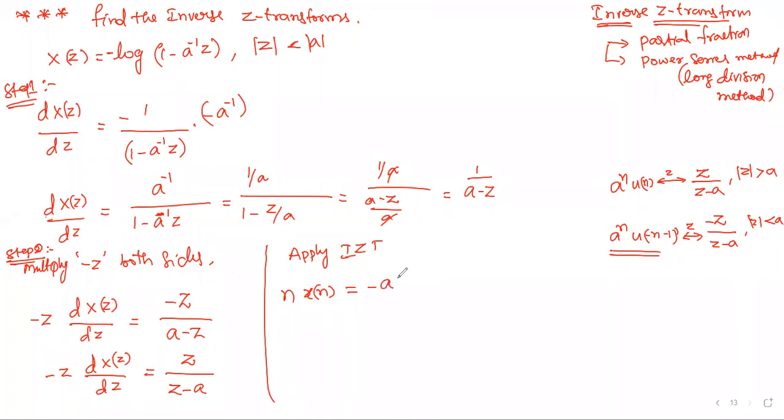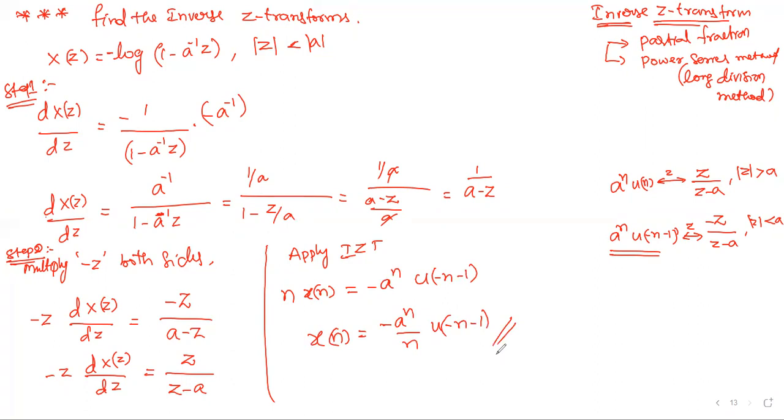So minus a power n into u of minus n minus 1. This is in the question, it will be there. Now I am writing in the question. So now this x of n will become minus a power n by n into u of minus n minus 1. So this is the inverse Z transform for a given logarithm. This is a special case problem.